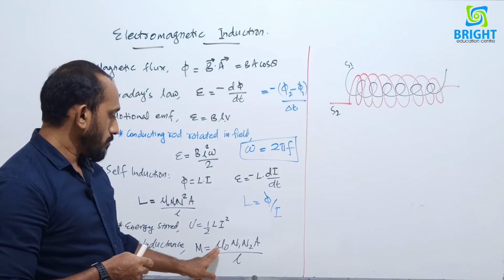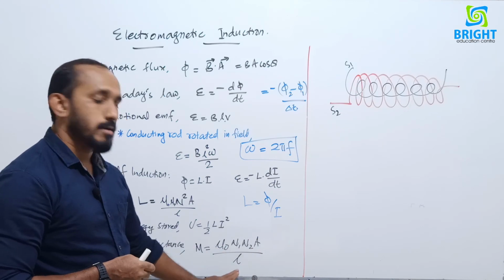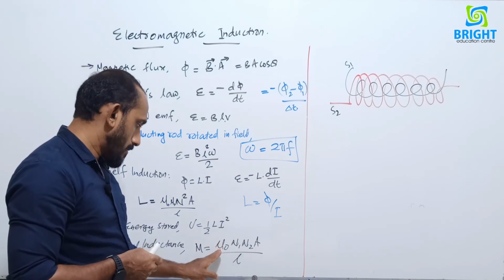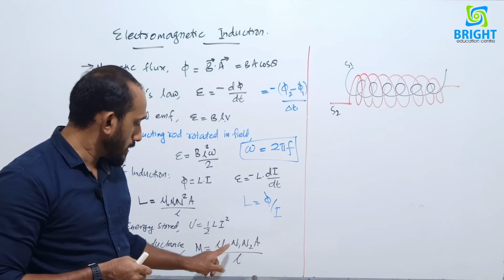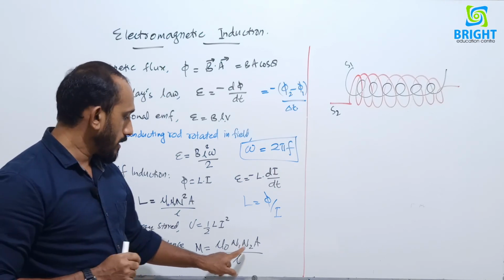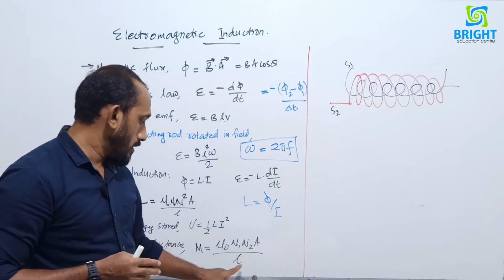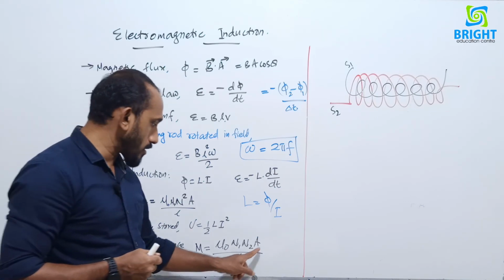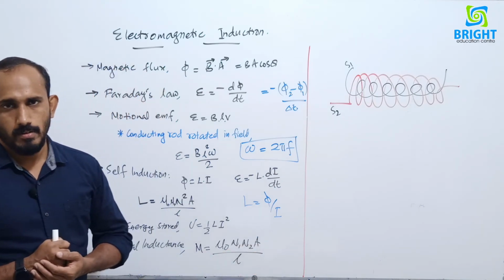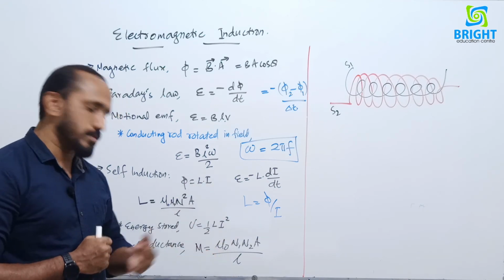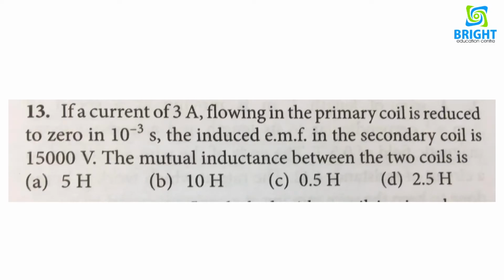We can have the mutual inductance of two coils. M is equal to mu 0 N1 N2 A by l. Mu 0 is the permeability of free space, N1 is the number of turns of first coil, N2 is the number of turns of second coil, A is the area of cross section of the interior coil, and l is the length. From this we will get mutual inductance. We can do one question this way.